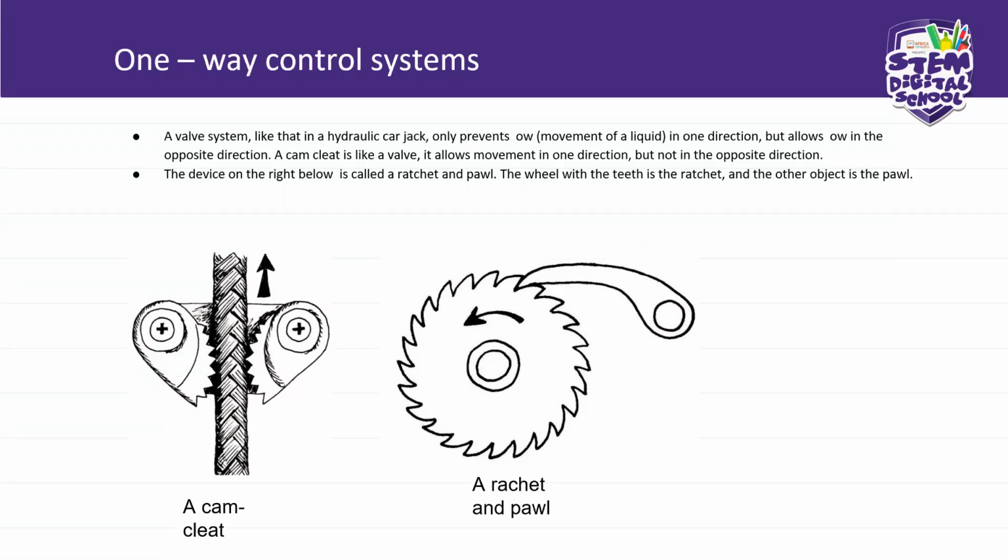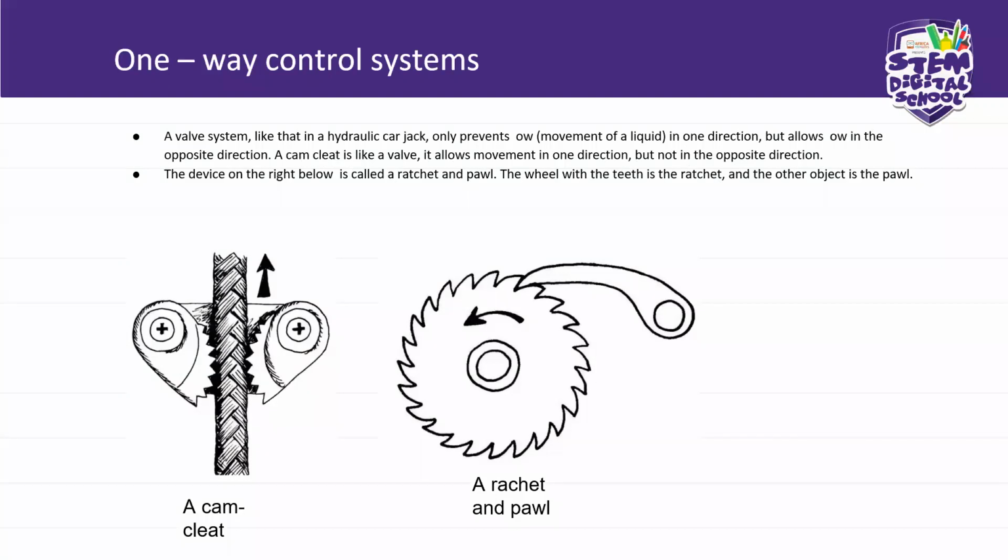A valve system like that in a hydraulic car jack only prevents movement in one direction, but allows the movement in the opposite direction. I don't know how I made these O's. I'm sorry about this. Right. So a cleat is like a valve. It allows movement in one direction, but not in the opposite direction. Do you remember when we did the hydraulic brake system, the hydraulic jack system?